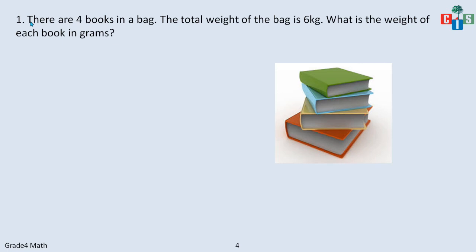Okay. The first word problem says there are 4 books in a bag. So this is a bag, plastic bag, and there are 4 books. The total weight of the bag is 6 kilograms. What is the weight of each book? Now the total weight is given to be 6 kilogram, but you have to find the weight of each book, and that also in grams and not kilograms.